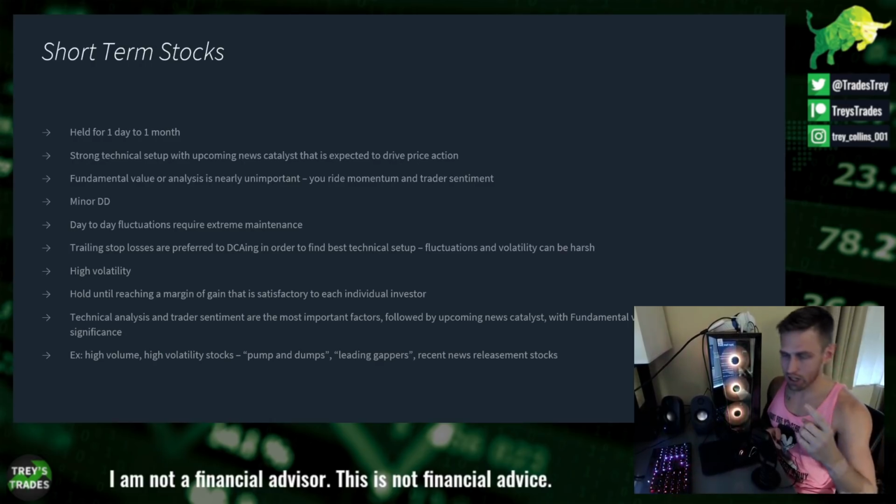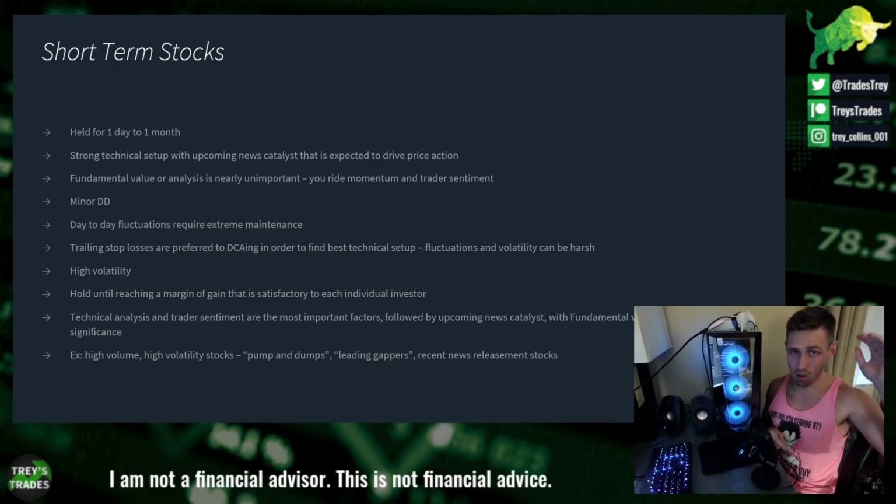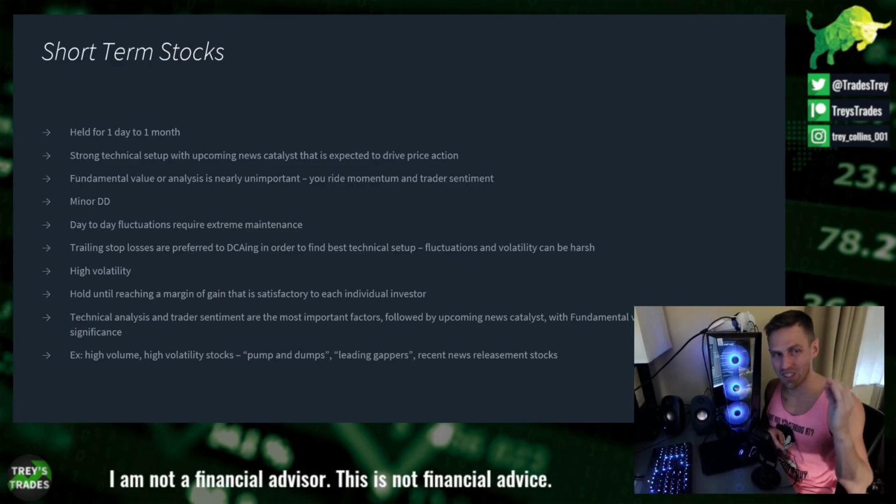I look for a strong technical setup, I look for an unusual trading pattern in volume, right? And I look for an upcoming news catalyst. And if we've got all three of those boxes that I'm looking to check, at that point, I will look for a good entry point, I'll take my position, and then I'll look for where I want to take profits. We're going to get to that here in just a little bit.